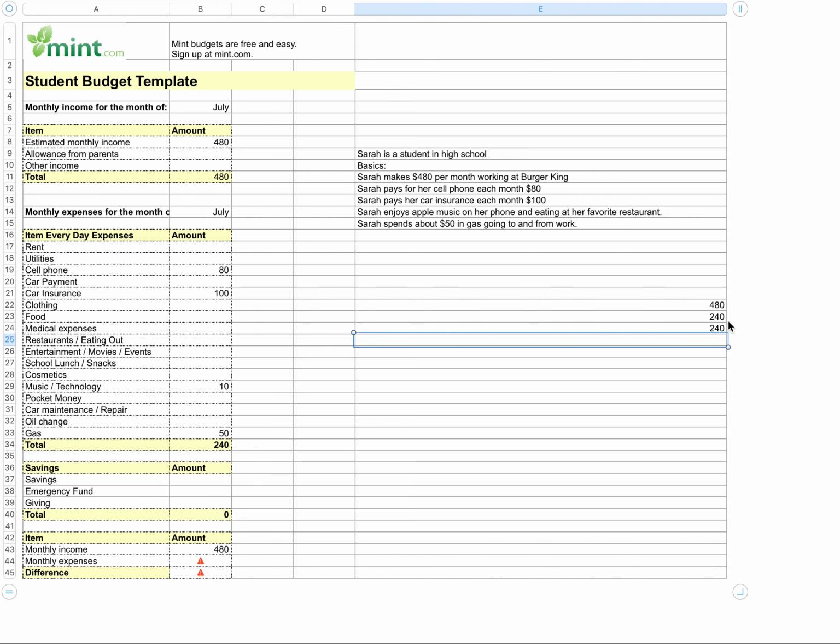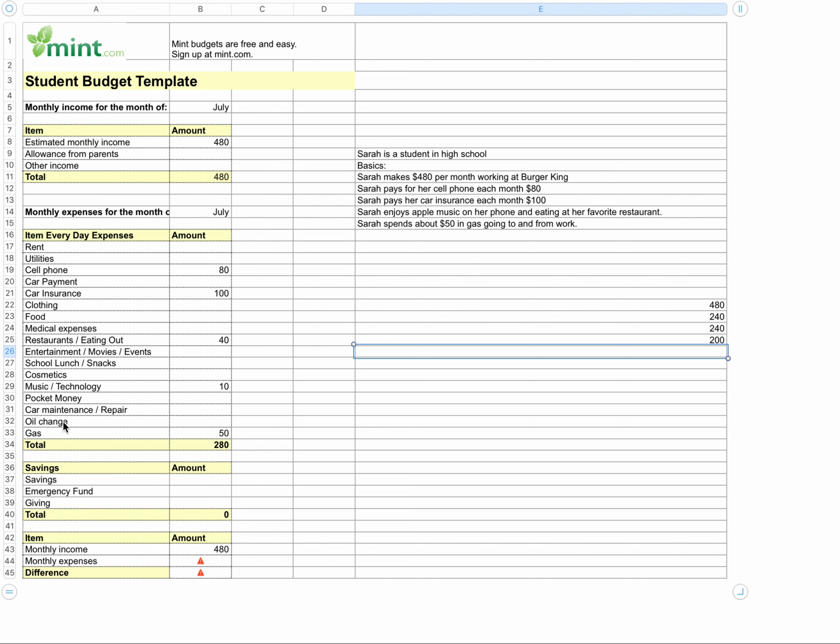Eating at her favorite restaurant. Well, we've got an odd amount, so let's plug in $40. She's just one person, so it's probably not going to take a lot of money to eat out. So let's plug in that $40 there. So now my new total is $200. So I'm just going to put that over there so I can see it.